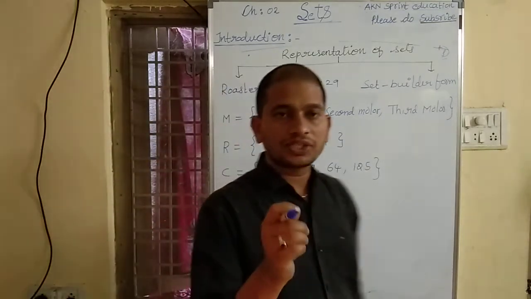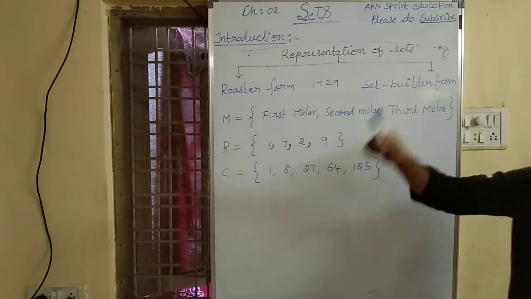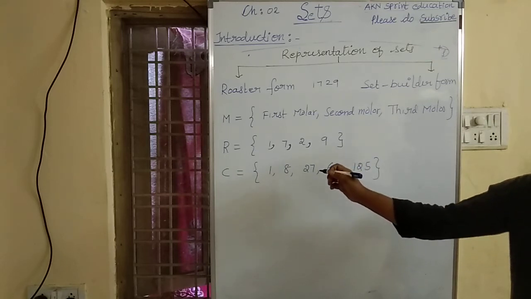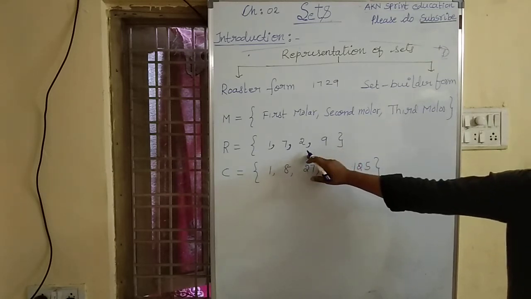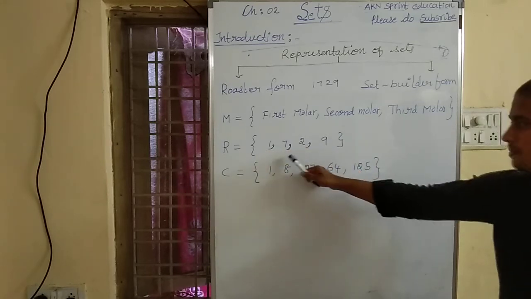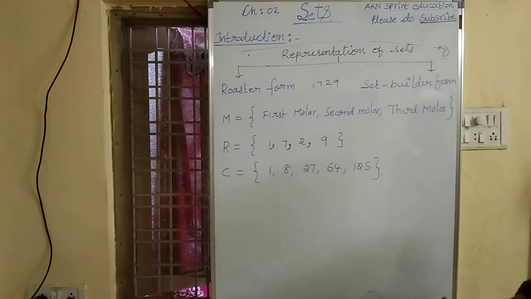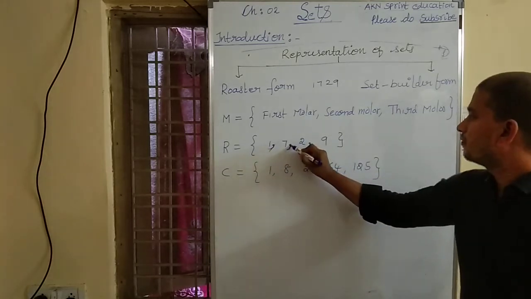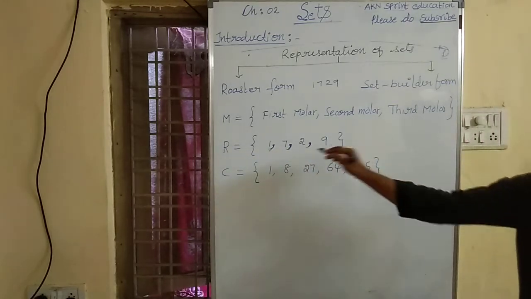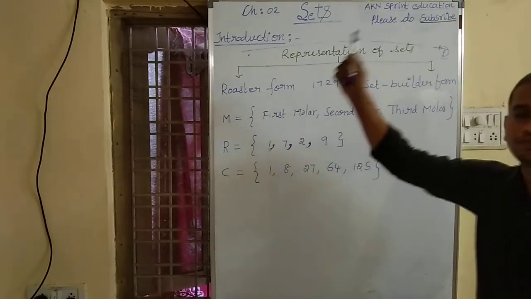We write the list of elements in the set like this. So this form is called roster form. Roster form is nothing but when we list the elements in a set in this form, separated by commas. We are separating the elements in a set with a comma, and we are listing the elements in that set. So this form is called roster form.